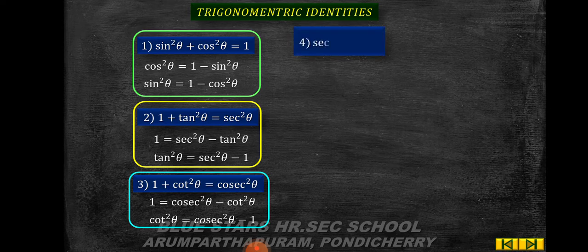Next, the fourth one is secant theta is equal to 1 by cos theta, which implies cos theta is equal to 1 by secant theta. That is another way of telling us the reciprocal of secant theta is 1 by cos theta. That is, secant theta is equal to 1 by cos theta, or cos theta is equal to 1 by secant theta. These are the reciprocal trigonometric identities.